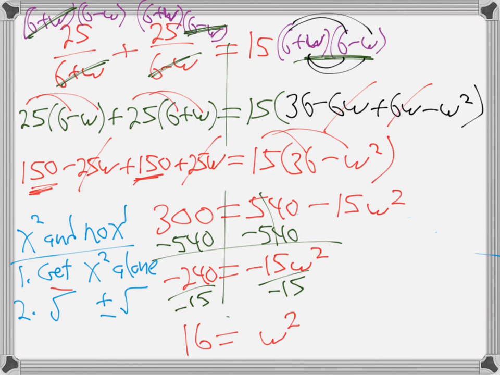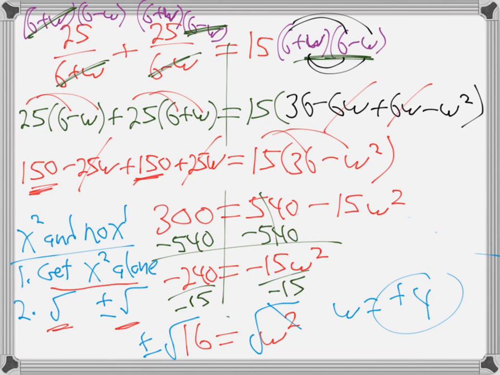So get the x squared alone, we did. And now put a root and a plus or minus root. Really, you can forget about the plus or minus in this case. Because normally we do plus or minus. So we would get w is plus or minus. What's the square root of 16? 4. This is water speed, right? It can't be negative. Remember, math doesn't know about the real world. So it's just positive. 4 miles an hour, that's the water speed. We're done.